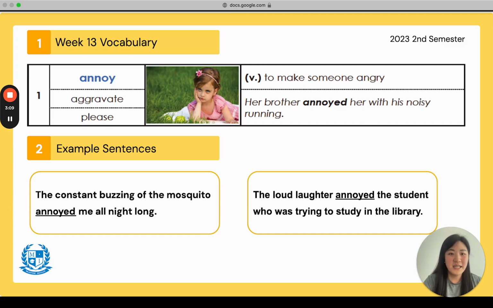Example 2. The loud laughter annoyed the student who was trying to study in the library. As you know, we should be quiet in the library. But the loud laughter, someone laughing over there, just kept bothering me when I was trying to study my vocabulary words. Annoyed. To make someone angry. Everyone say annoy.